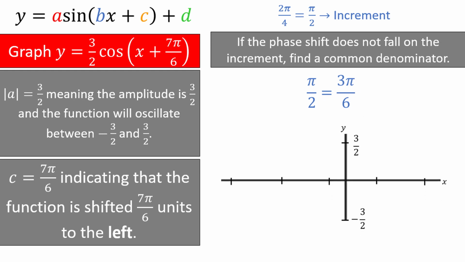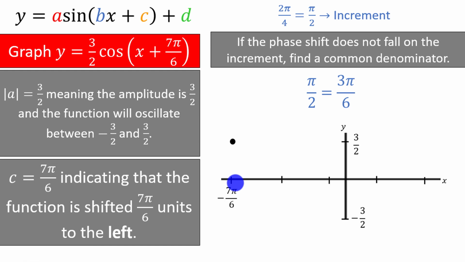Let's graph our function. Typically, the cosine function would start at 0, 1. Since we have an amplitude of 3 over 2, we would instead typically start at 0, 3/2. But we have a shift to the left, so that means instead of starting at 0, 3/2, we will instead start at negative 7 pi over 6, 3/2.